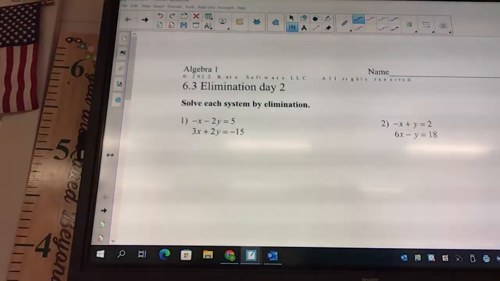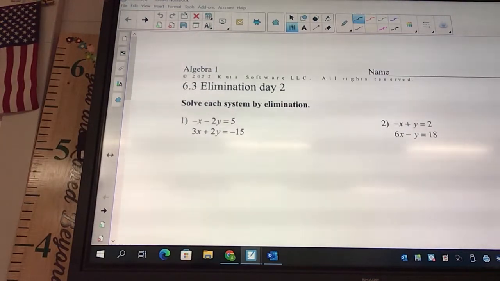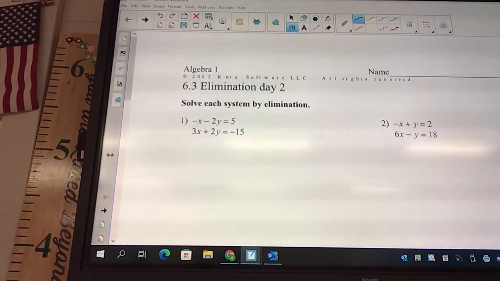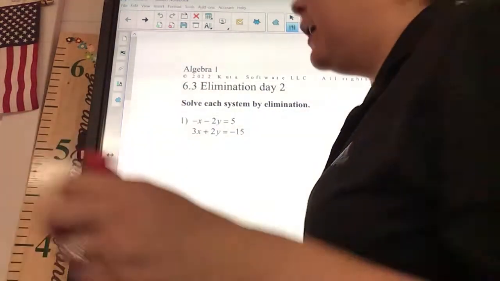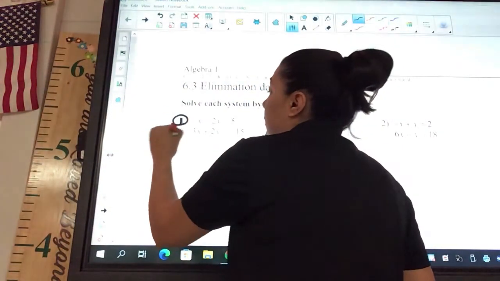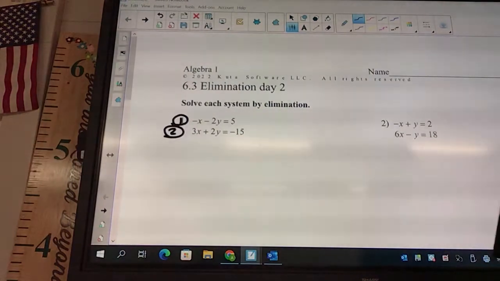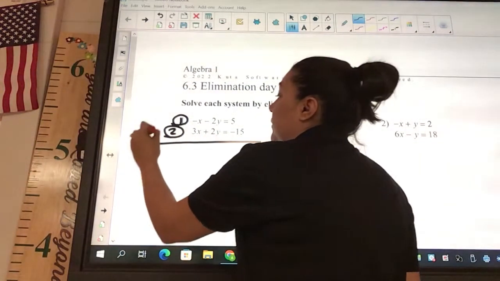Okay, so most of it's going to be the same as yesterday, but some of them are different. Don't cruise ahead too far. Just as we did yesterday, we're going to label our equations, and then we're going to add them together.